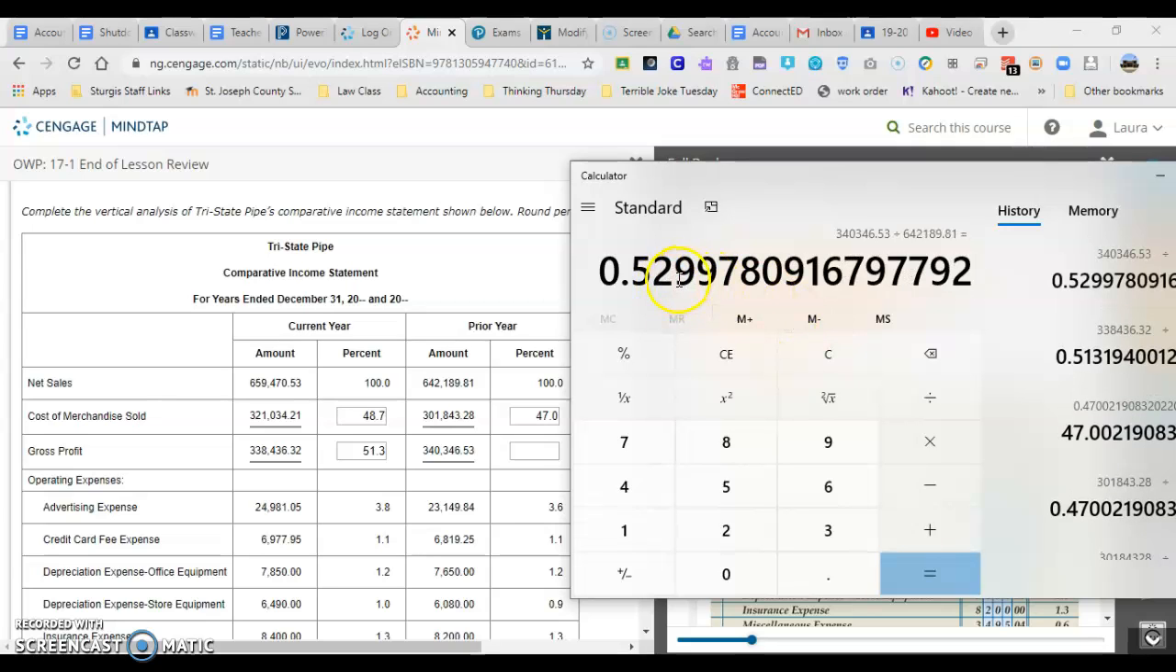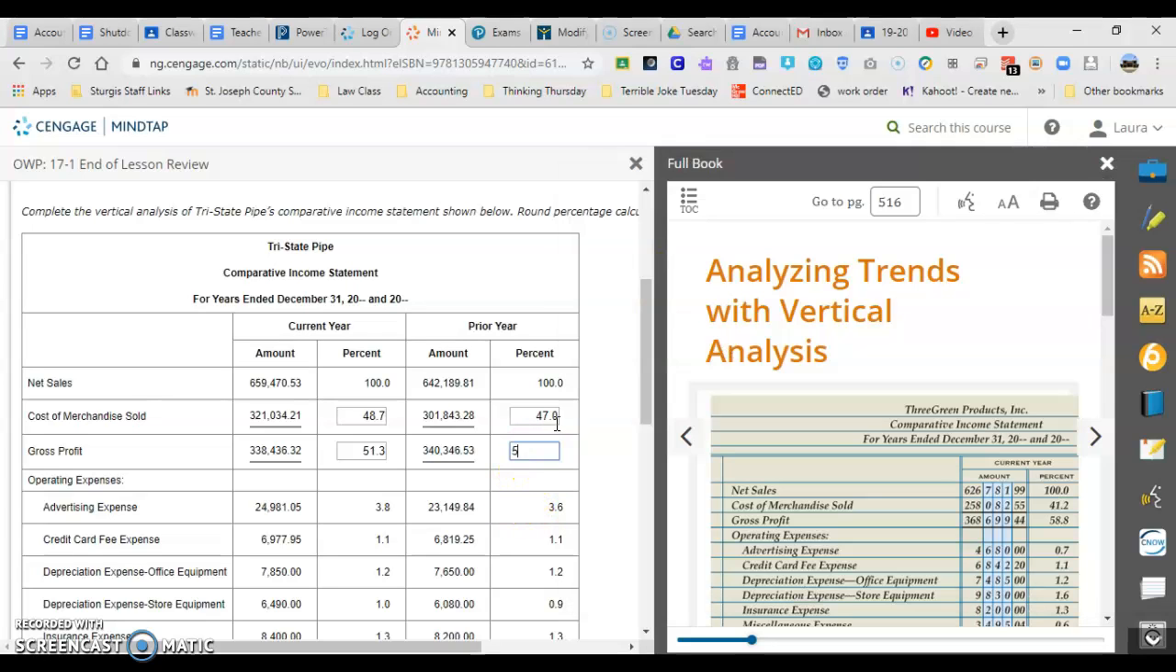Is 52 point, basically 53%. Okay, so if you're looking here, our sales from the prior year were less than the current year, but we actually made more off our sales. We had a gross profit of 53% the year before because our cost of goods sold went up, right? And our gross profit was 51% here.